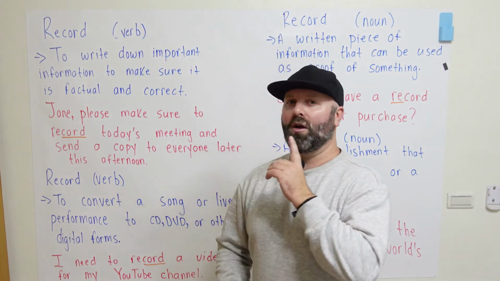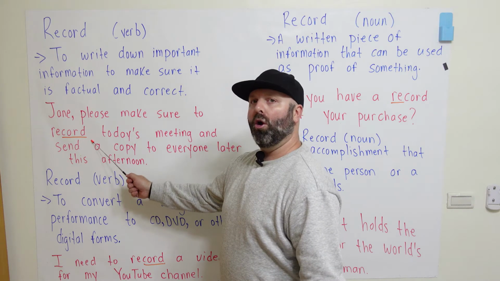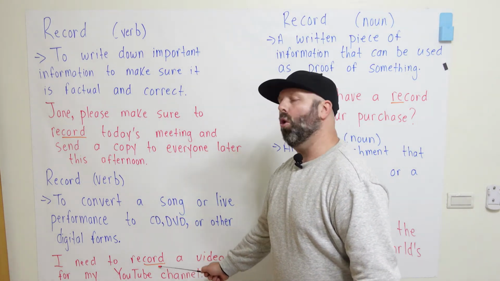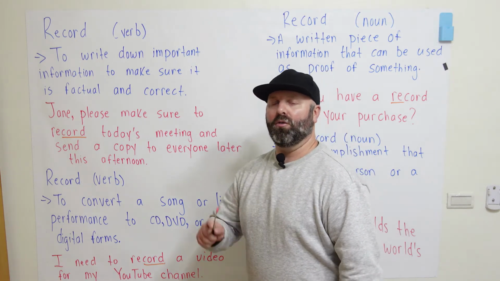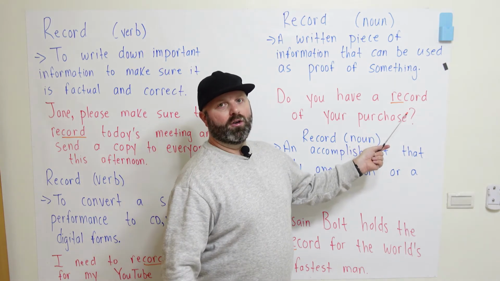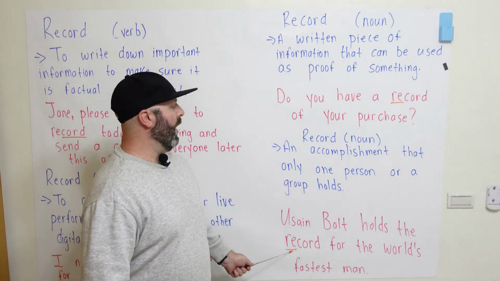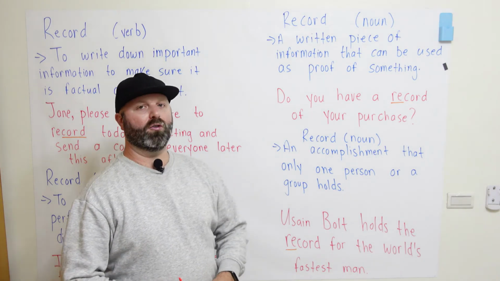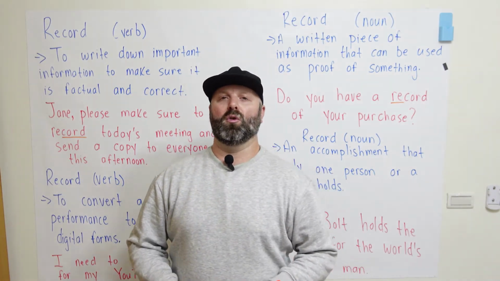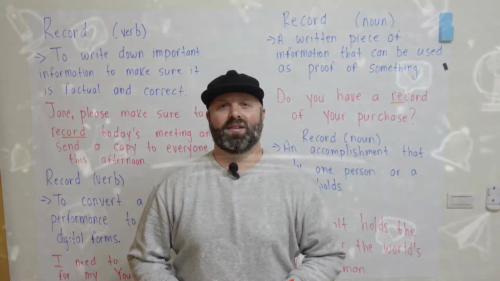So just really quickly, I want you to listen to the pronunciation here, okay? Record. Record today's meeting. Record a video. So my voice goes up. And as a noun, record, okay? Do you have a record of your purchase? He holds the record for the world's fastest man. Okay, so you can hear my voice sound different between the two. You guys are doing great. Let's look at our fourth homograph.